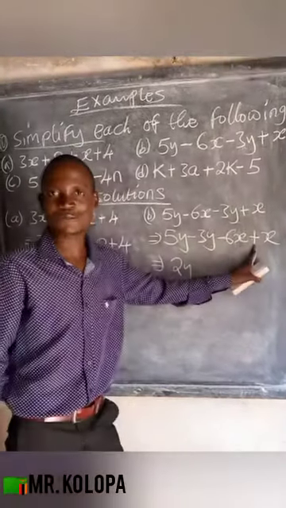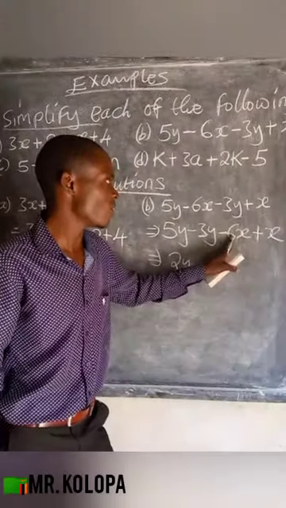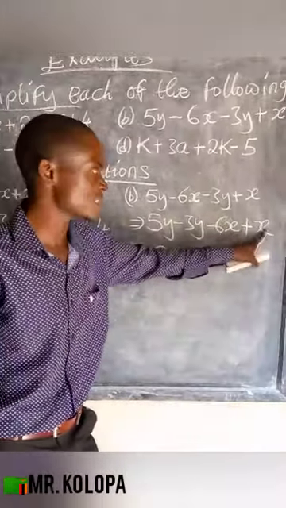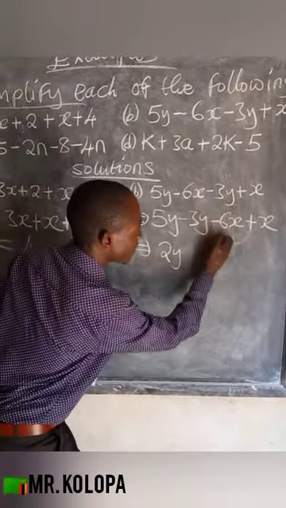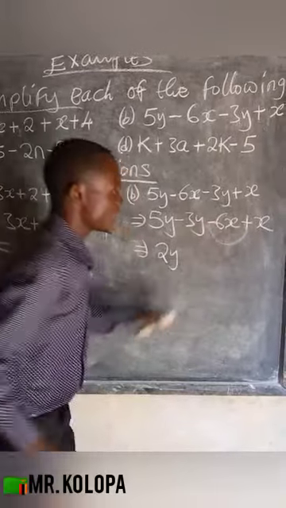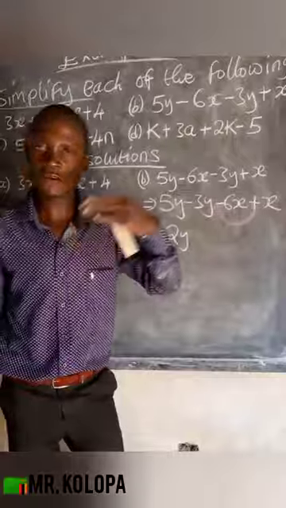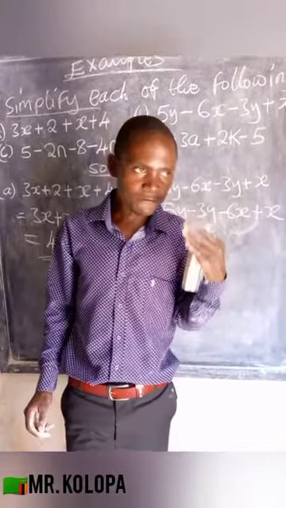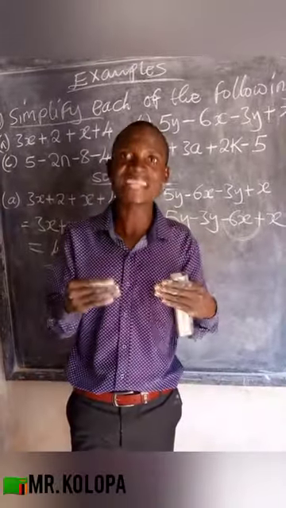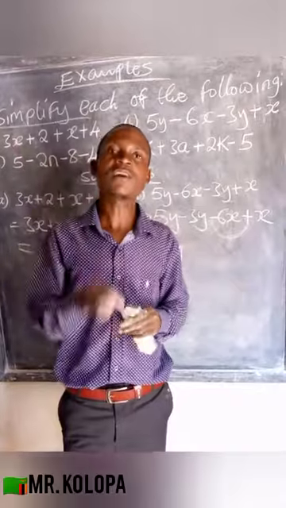Then what do we have there? Don't just look at the positive. That's a mistake that you can make. Don't just look at the positive and say, oh, 6x plus x. No. Look at the sign that we have there. Then you ask yourself, are these same signs or different signs? If you have different signs, you are supposed to subtract. If you have same signs, you are supposed to add. Different signs, you are supposed to subtract. Take note of that.